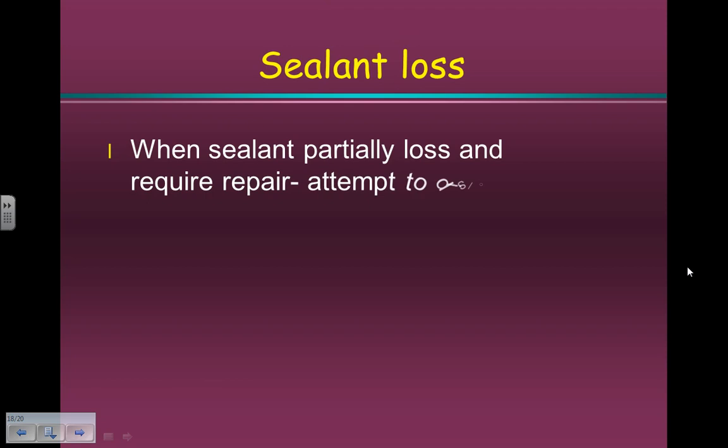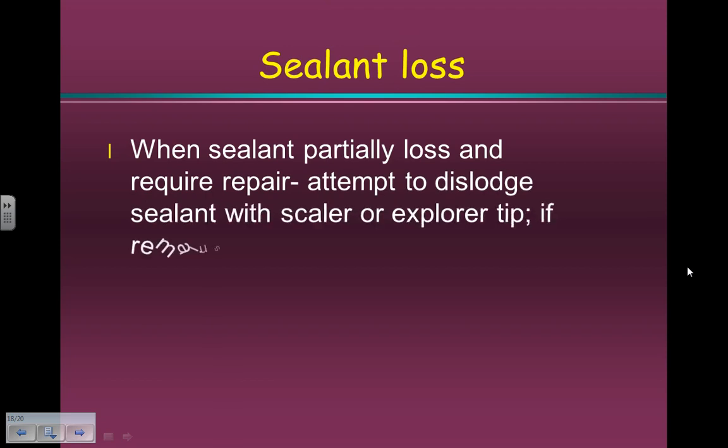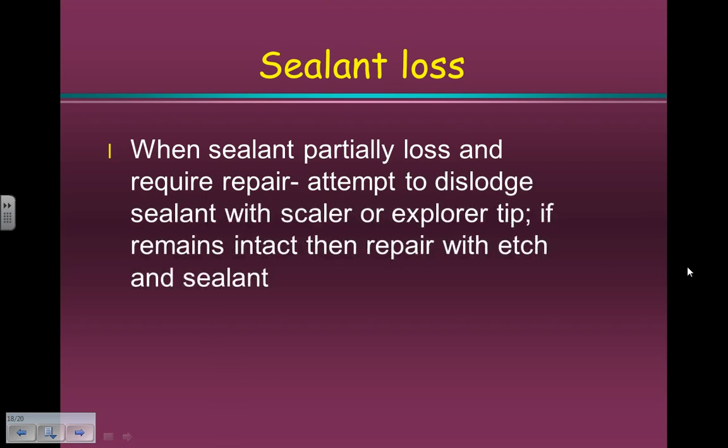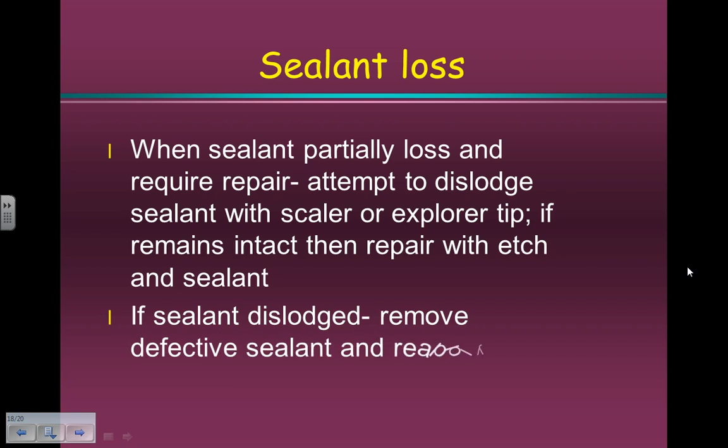When the sealant is partially lost and requires repair, attempt to dislodge it with a scaler or an explorer tip. If the sealant remains intact, then repair and etch and place a sealant over the existing one after cleaning the tooth with some prophy paste. If the sealant's dislodged, remove the defective sealant and reapply using the technique we just described of etching, rinsing, and drying, sealant placement, and then light curing.